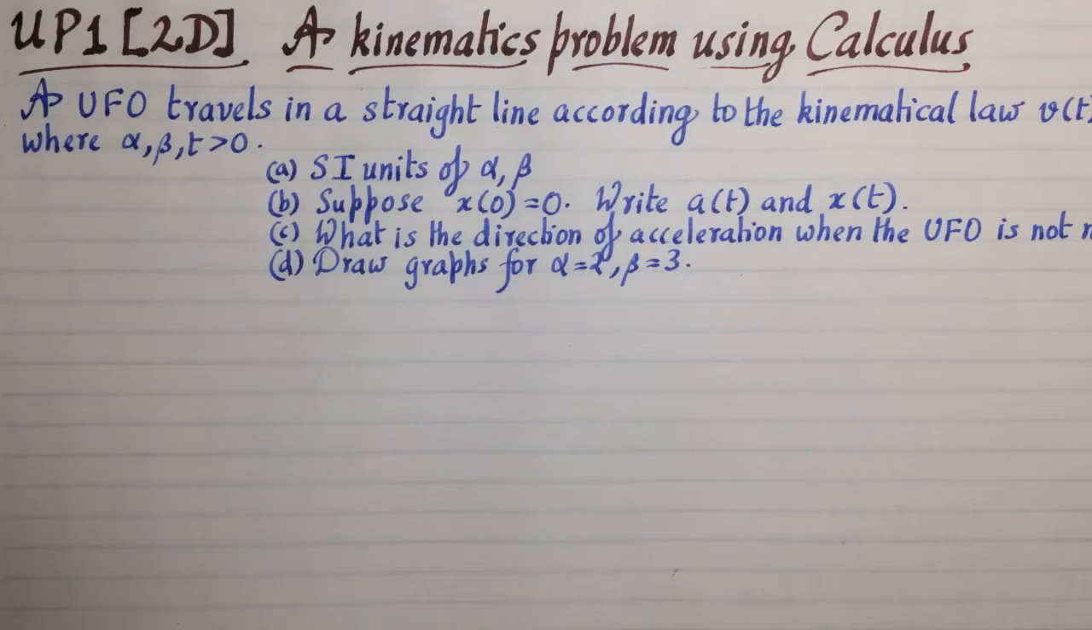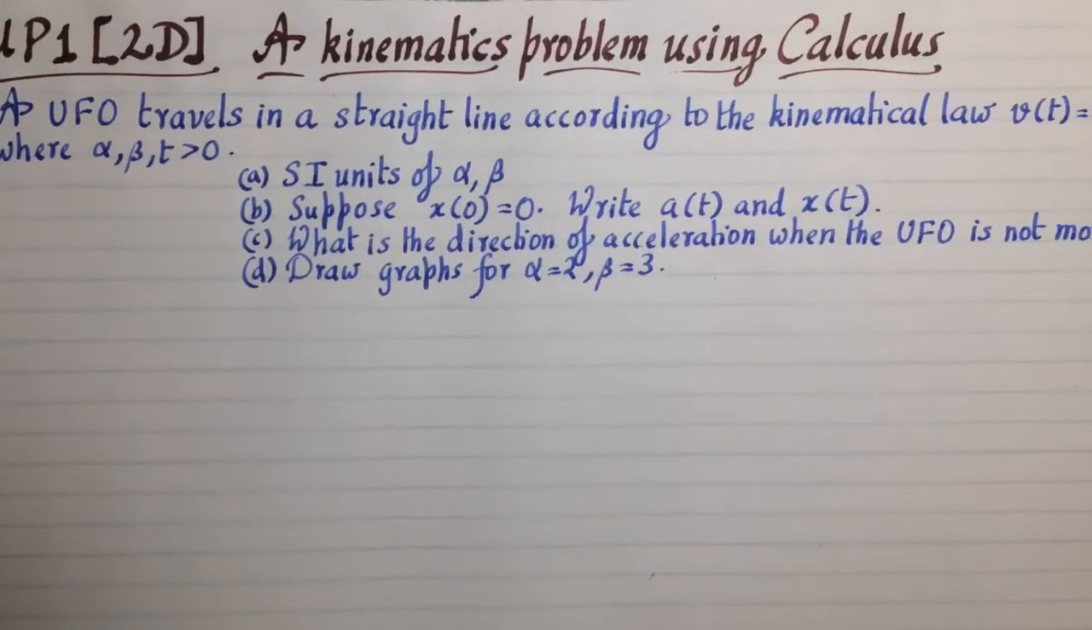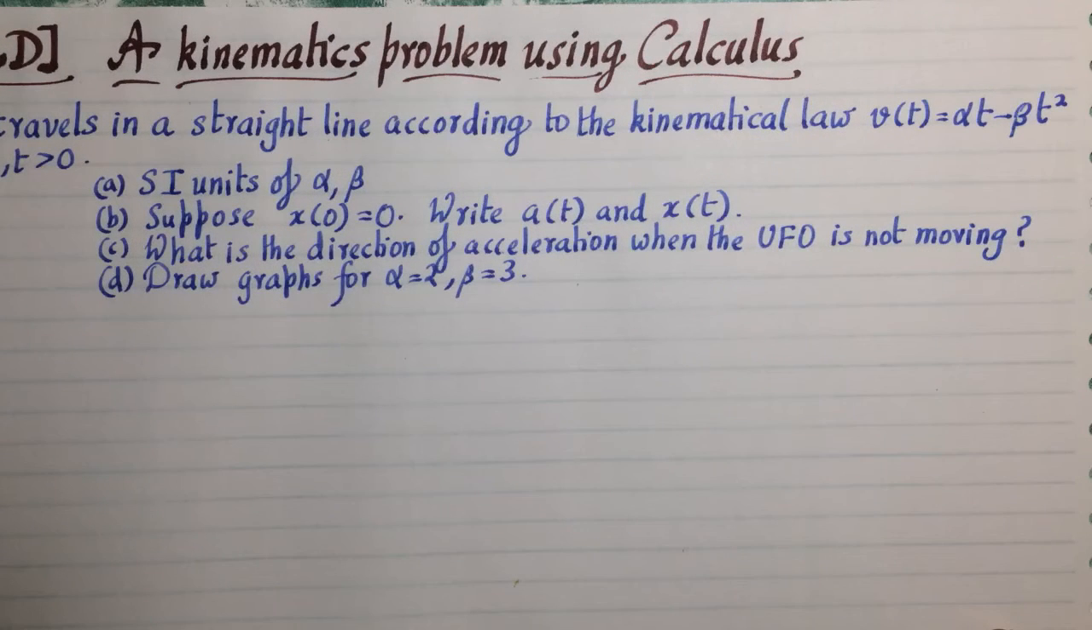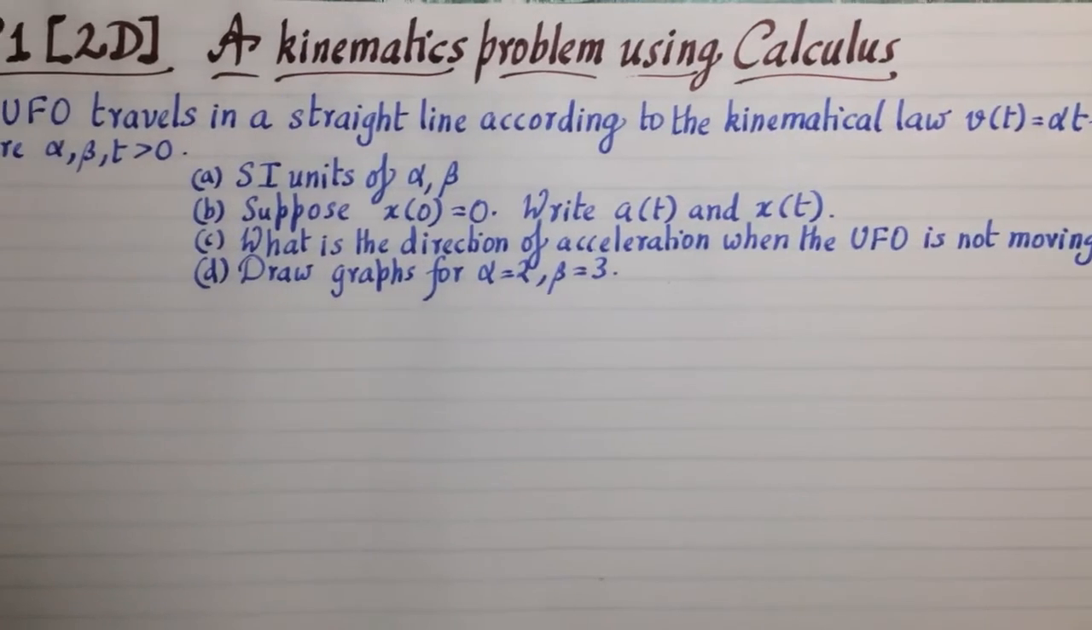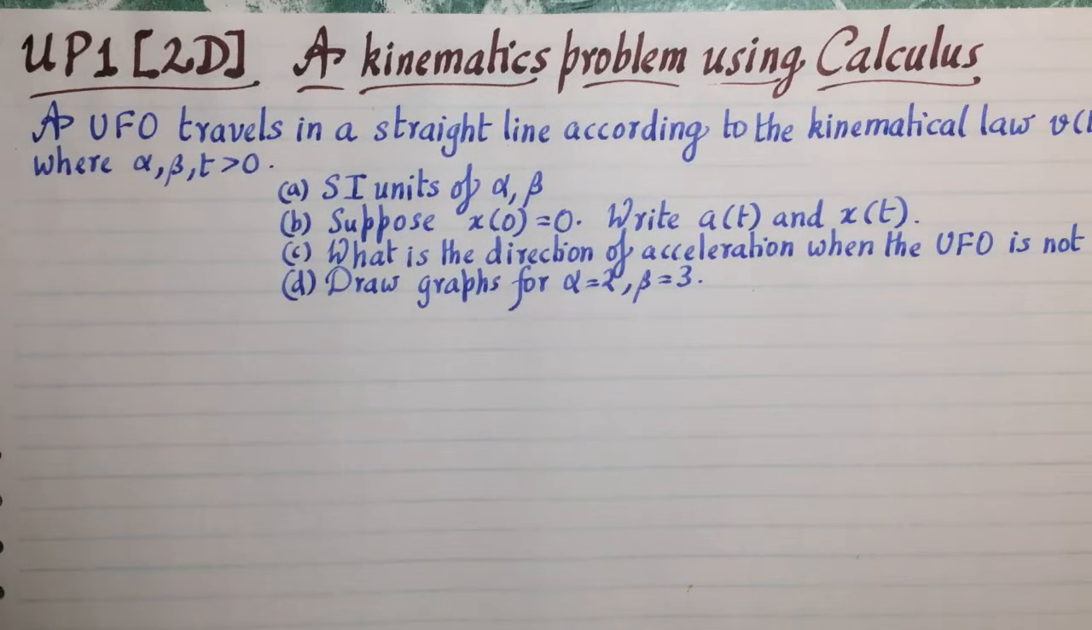Viv. In this video we shall do a one-dimensional kinematics problem using calculus. So an object, in this case a UFO, travels in a straight line according to a rule given to us. The velocity as a function of time is alpha times t minus beta t squared, where alpha, beta, and time are all positive.